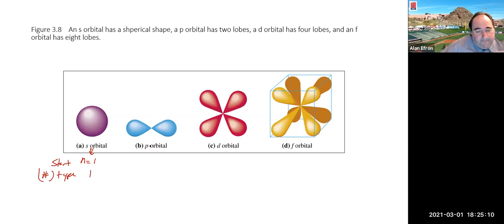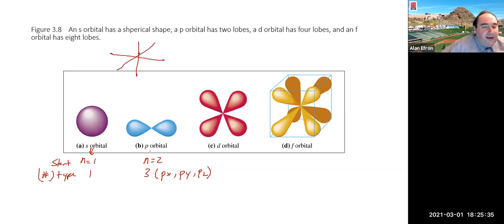These are p orbitals. P orbitals look like figure eights, and they start at the n equals 2 level, where we first start to see p orbitals appear. There's actually 3 different p orbitals: a px orbital, a py orbital, and a pz orbital. They're on different axes, like the x, y, and z axes in 3-dimensional space. So you've got one coming this way, one hanging out this way, and one coming that way, on the x, y, and z axes of a coordinate plane. Very badly drawn.